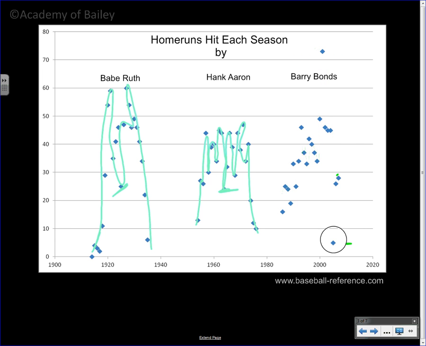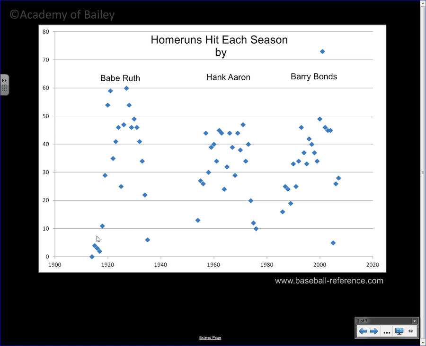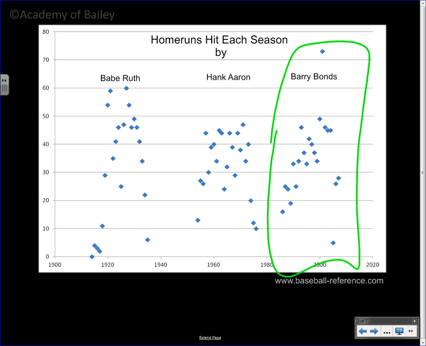That is the single season home run record in Major League Baseball at 73. Mark McGwire, a different home run hitter, I think the year before this, hit 70, and then the next year Barry Bonds passed it. So scatter plots can be used to look at trends, and a lot of people think that Barry Bonds was on steroids, and there's a possibility, and I think there's even some evidence that proves that.